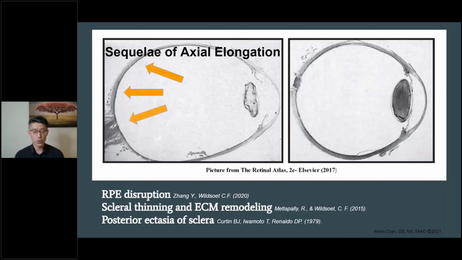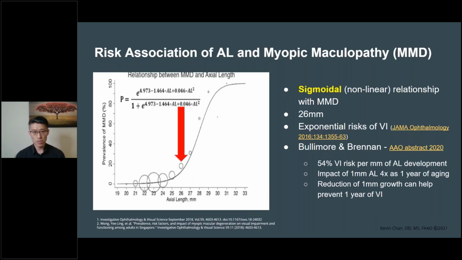So here's the histological comparison showing what an ametropic eye versus a myopic eye looks like. When you look at the physiology, there are a lot of sequelae associated with axial elongation, particularly RPE disruption, scleral thinning, as well as extracellular matrix remodeling. And you will also anticipate some sort of posterior ectasia of the sclera in the long run.